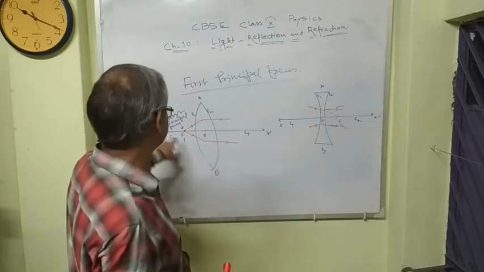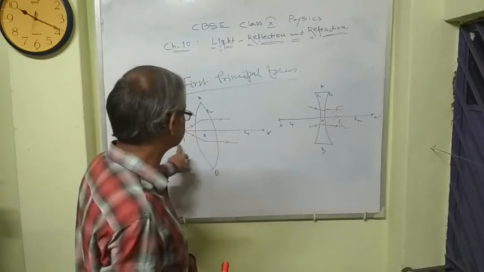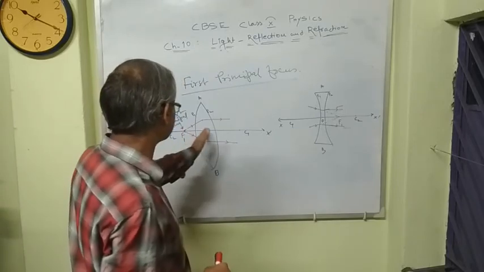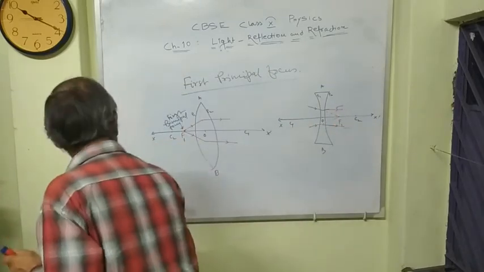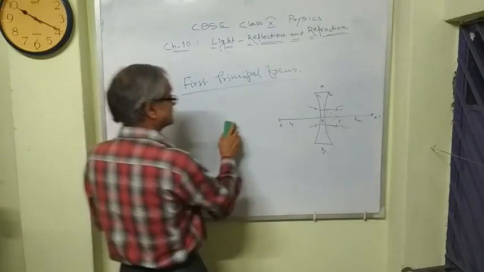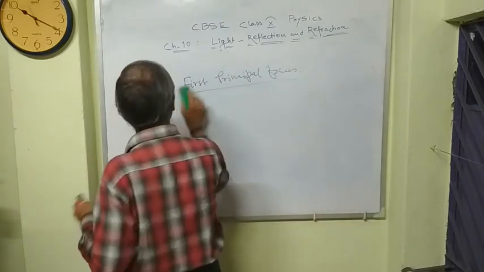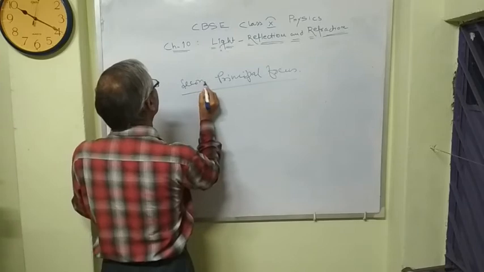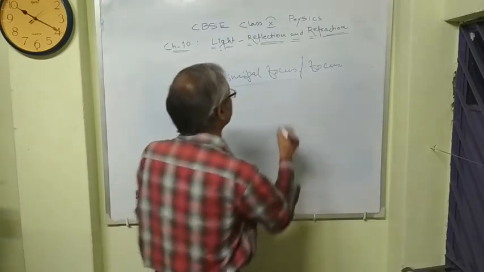Remember, the first principal focus in the case of a convex lens is on the front left hand side, and in this case the first principal focus is on the right hand side. Now the second principal focus, or simply we call it focus, only focus. Second principal focus, or simply called focus of a lens.